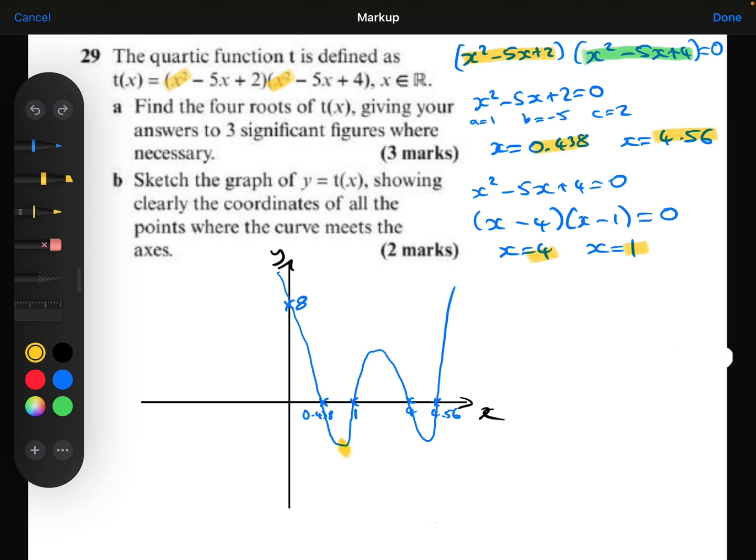So it doesn't matter. As long as you've got your shape looking like a kind of W here, and as long as you've got it going through point 8 on the y-axis and our 4 roots on the x-axis, then that is absolutely fine.